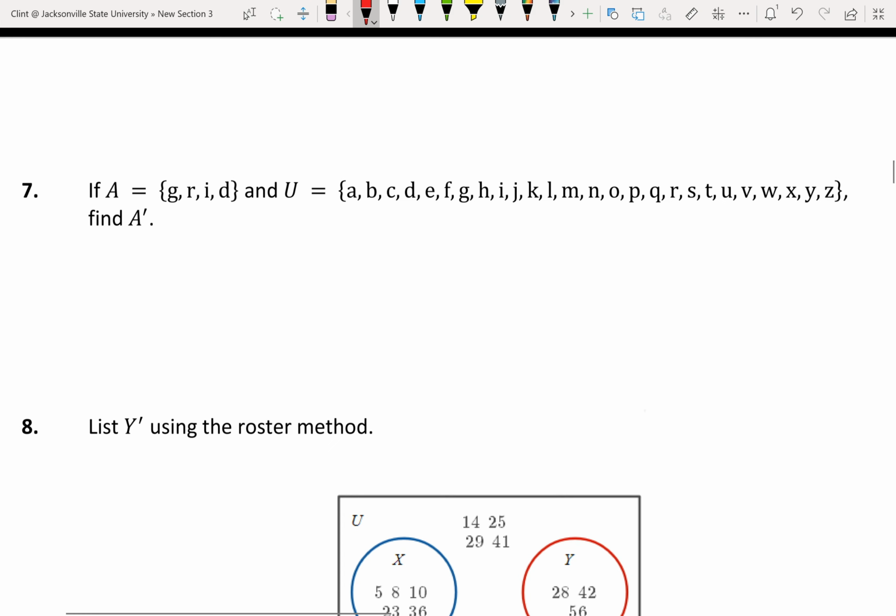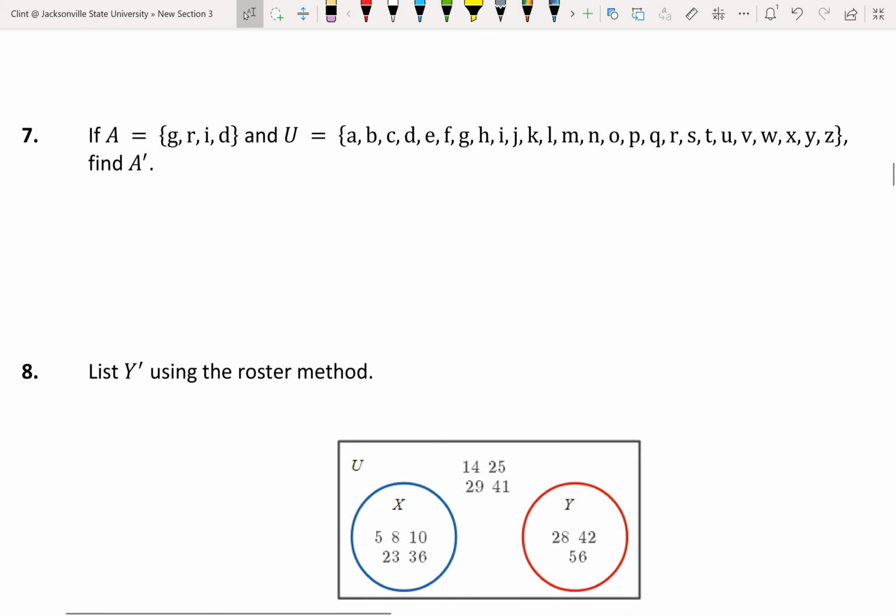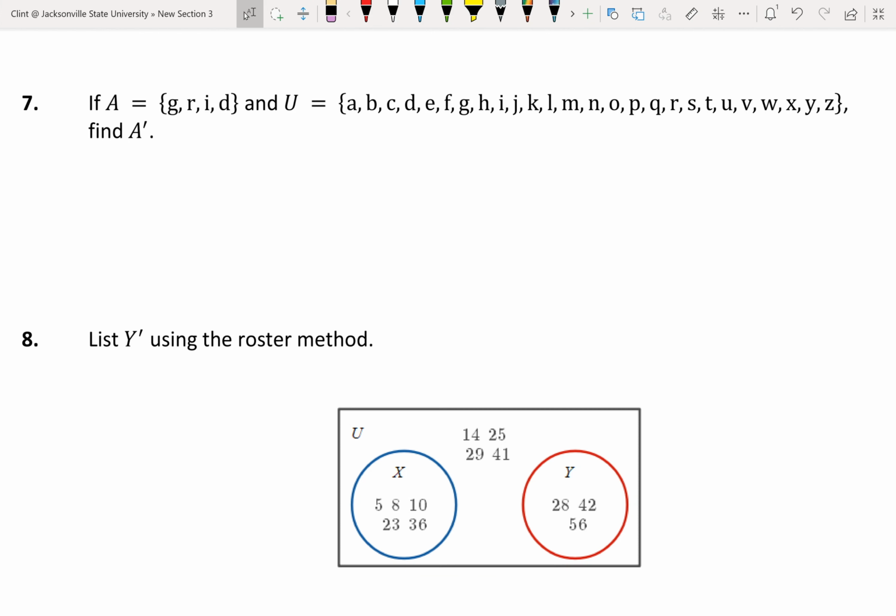Number 7. And I hate it when they use the whole alphabet on these, but we'll work with it. I'll show you what I do. This one says if A equals GRID, and the universal set is all the letters in the alphabet, find A complement. Okay, so if we're going to find A complement, remember that means we want all the elements that are not in A.